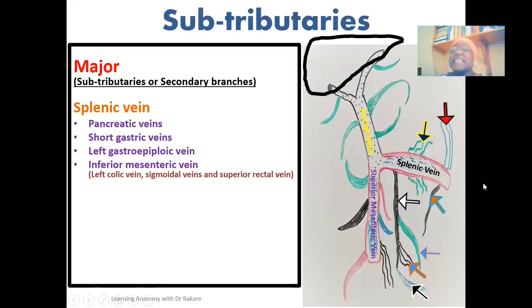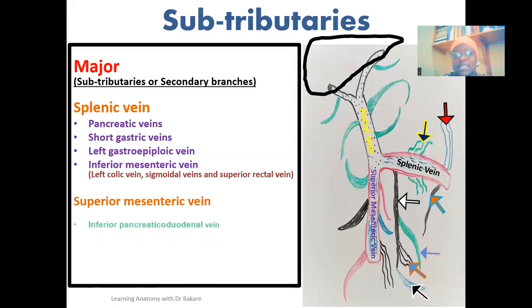Now we've highlighted the different secondary tributaries of the splenic vein. So you see that the splenic vein is not just seen as a standalone vein, it is also seen to receive branches from other structures that are located around it. So for the superior mesenteric vein, the superior mesenteric vein is what unites with the splenic vein to form the portal vein, as we've established. The superior mesenteric vein also has its own secondary branches that drain nutrient-rich blood into it.